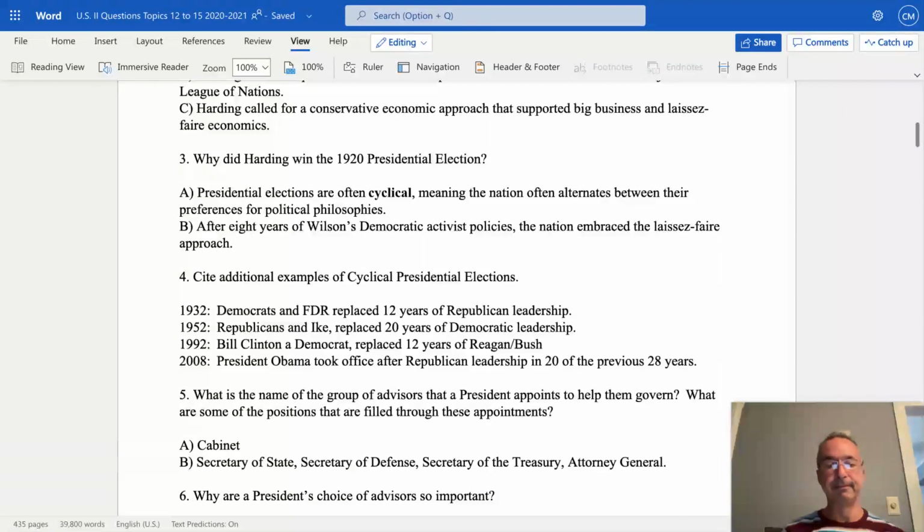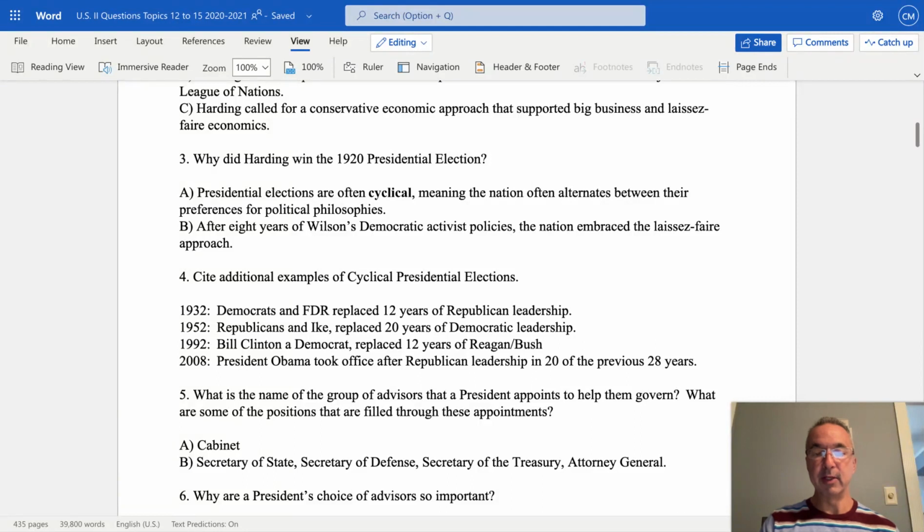All right, so as you look at number 5, the group of advisors a president appoints to help them govern is a cabinet. Amongst the different positions that are part of the cabinet are Secretary of State, Secretary of Defense, Secretary of the Treasury, and the Attorney General. These are the core 4 positions that work underneath a president.